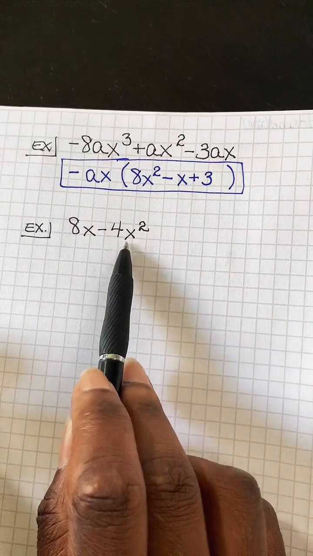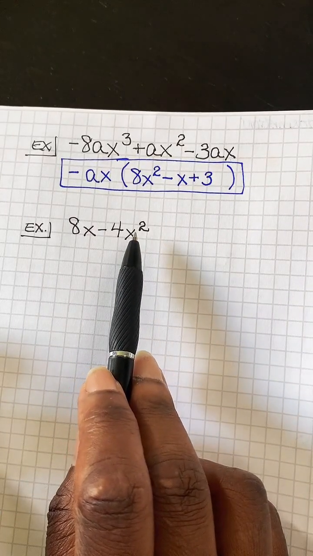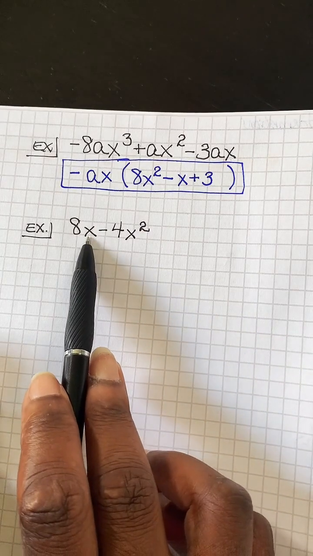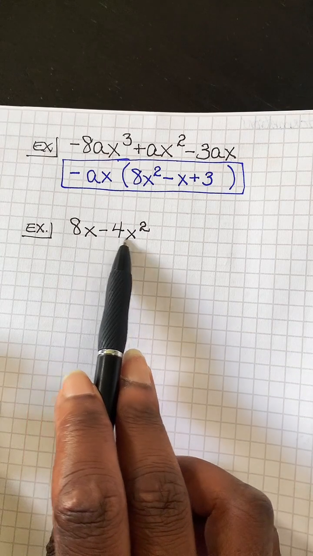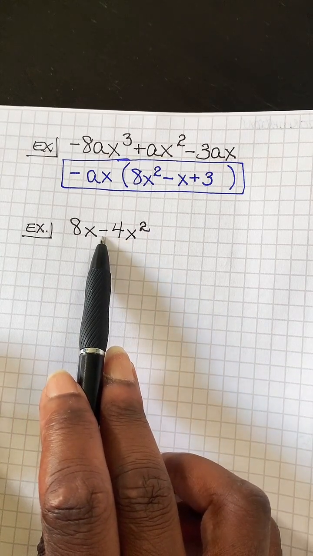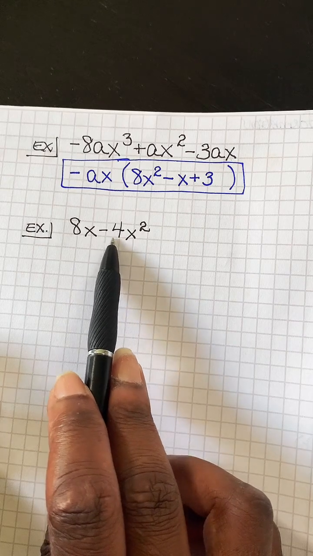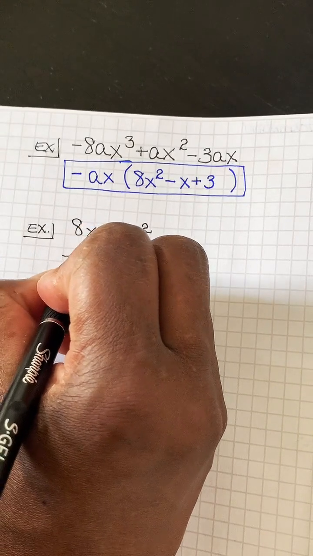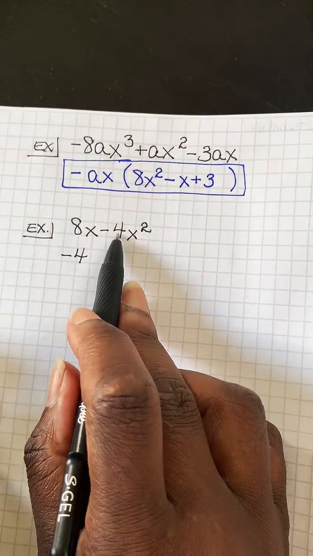Now, what is my leading coefficient? My leading coefficient is the one with the highest degree. It is not just a 4, it's a -4. Okay, I know, there was a little trickery, I'm sorry. Okay, so we have our -4.